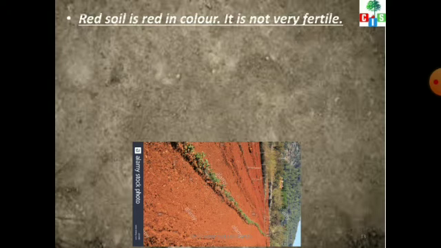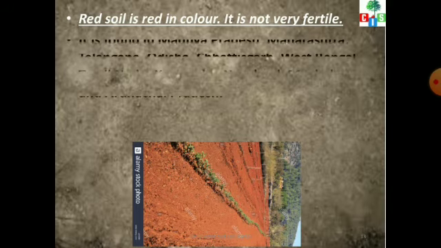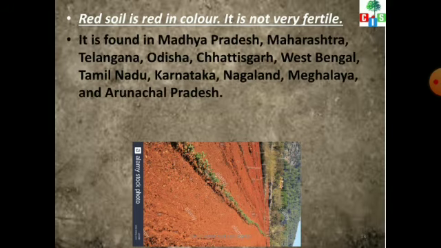Now next is red soil. As the name says, red soil is red in color. But children, that is not as fertile as alluvial soil. We cannot use that soil for growing crops easily. It is found in Madhya Pradesh, Maharashtra, Telangana, Odisha, Chhattisgarh, West Bengal, Tamil Nadu, Karnataka, Nagaland, Meghalaya, and Arunachal Pradesh. See, so many states have red soil, which is not as fertile as alluvial.